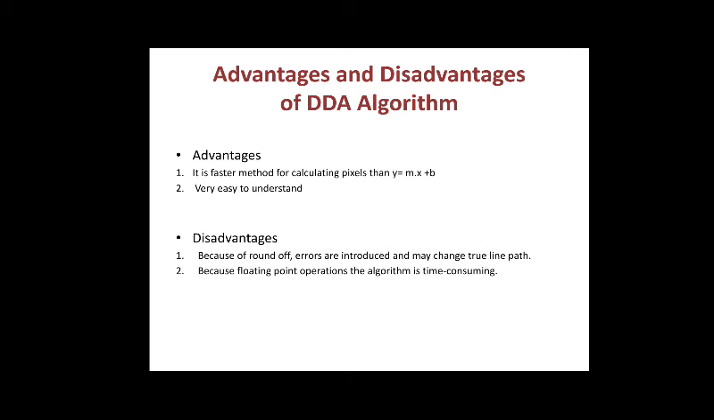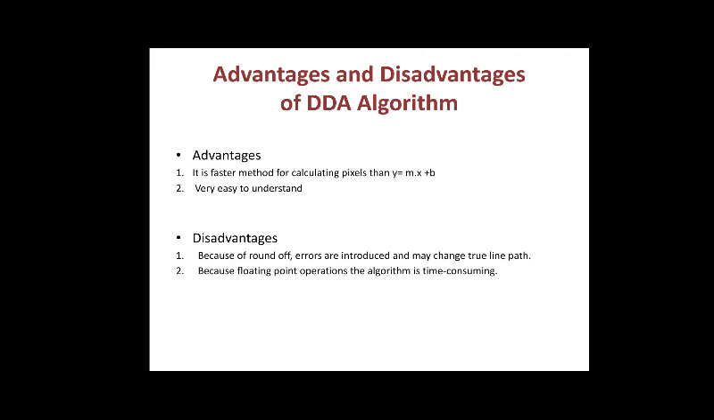The advantage is that it is a very fast method because it is based on the increment method, and here we are not calculating pixels from the slope intercept form, but we are using another type of equation. We have seen x increment and y increment, right? The slope intercept form y is equal to mx plus b is very time consuming and very slow to produce a line. So this DDA is faster than that method, and it is very easy to understand because these calculations are very easy.